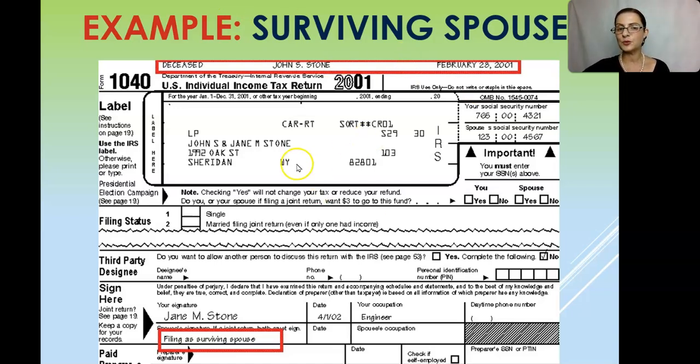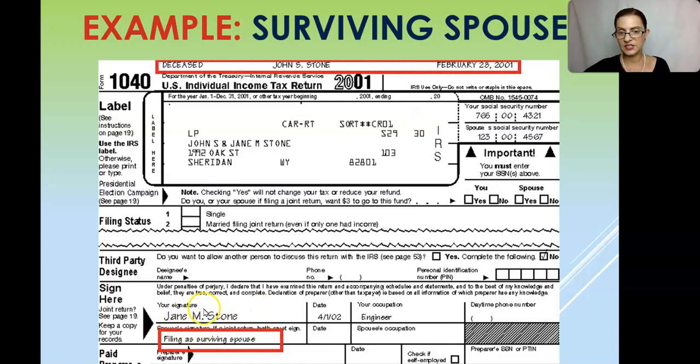If it's the actual year of death, then your software will print this out automatically at the top of the return. But sometimes you have to write it out, because sometimes you'll have multiple years that you have to file, and your software will generally only accept the date of death in the actual year that they died. If you have to file multiple back tax returns for them, then you're going to have to write this in with a pen by hand at the top of the return when you mail it in.